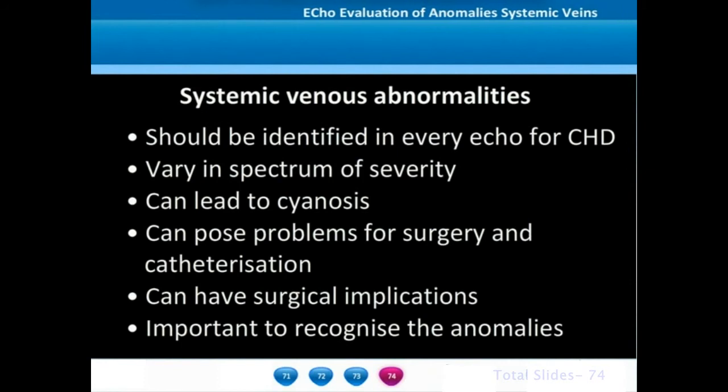To summarize, systemic venous abnormalities should be identified in every echocardiogram that is done for evaluation of a congenital heart disease. It may vary in spectrum of severity. Some of them can lead to cyanosis. Some can pose problems for surgery and cardiac catheterizations. Some can have surgical implications, and it is very important to recognize these abnormalities.